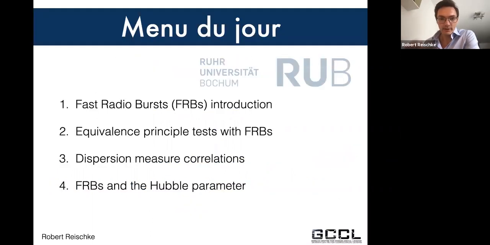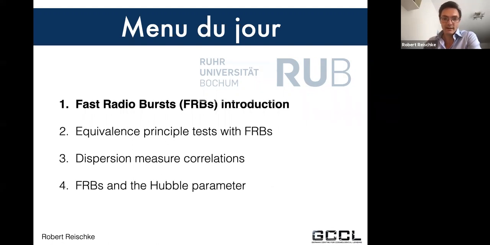I will tell you the menu for today. What is the plan? First I want to give a short introduction to fast radio bursts. Then I will move on to how equivalence principle tests with fast radio bursts worked in the past and what the problem with this is. I will then show you how you should do it and talk about dispersion measure correlation, and I will also explain what the dispersion measure is. At the very end, I will talk a bit about how you can measure the Hubble constant with fast radio bursts, which is a recent paper we uploaded on the archive.